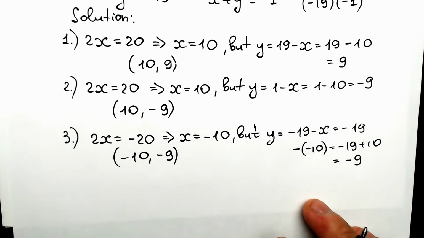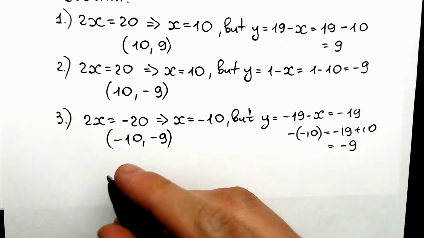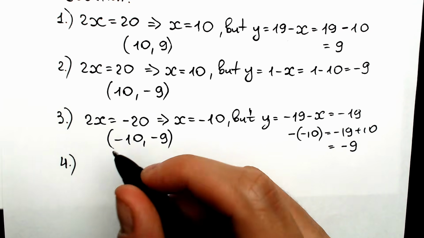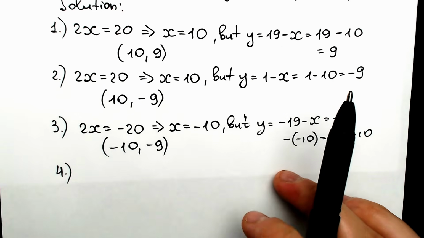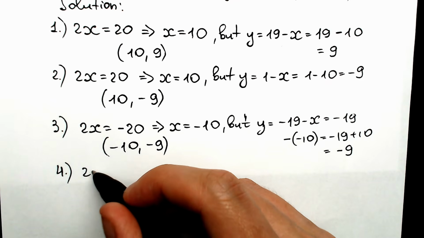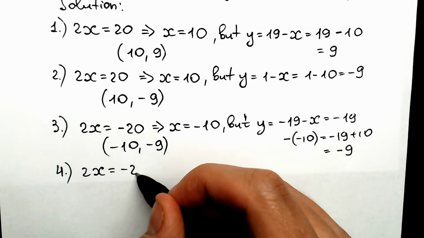And our fourth pair, so in the end we solve our fourth system. When we add the equations, right here we have 2x equal to minus 20, the same beginning.